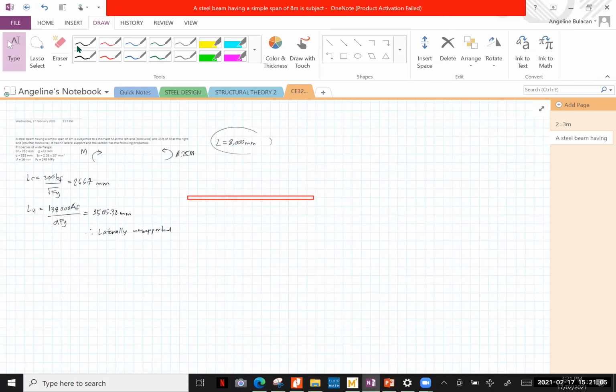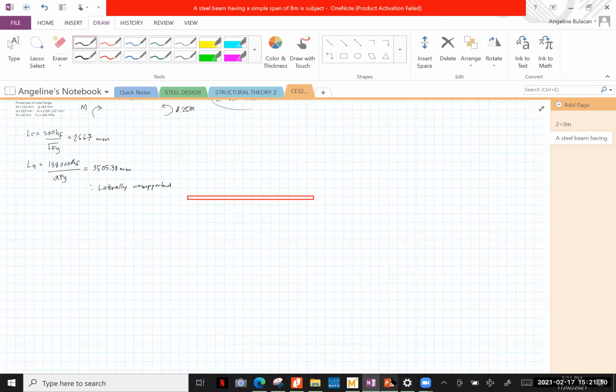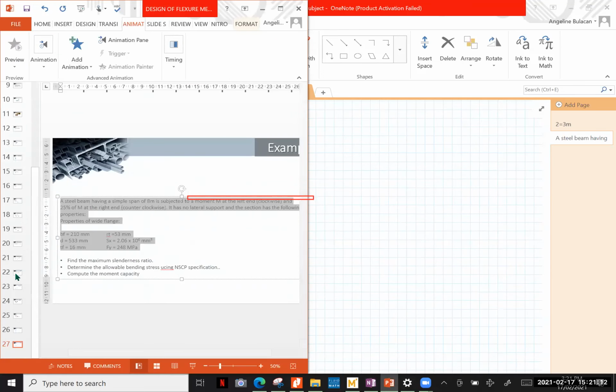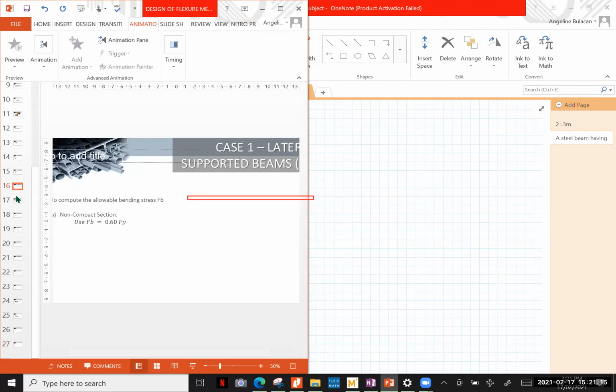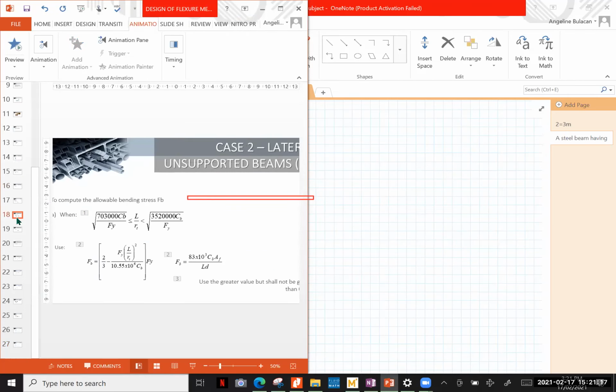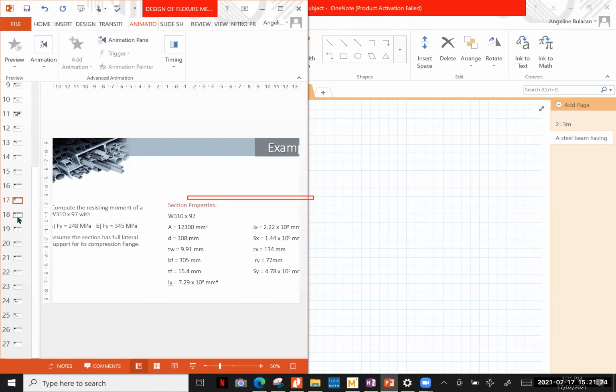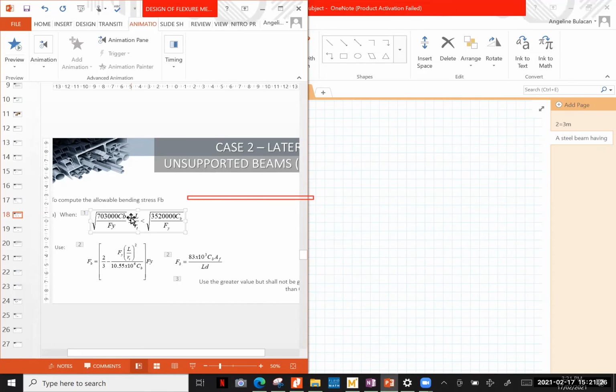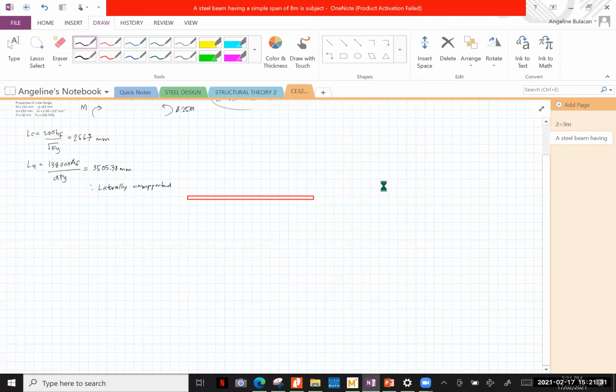To solve, ang equation natin is 700. Copy na lang natin para madali. C. So, nag-fall siya sa category nung laterally unsupported din, no? So, copy natin tong equation. Copy natin to. So, ito yung isa-solve natin.